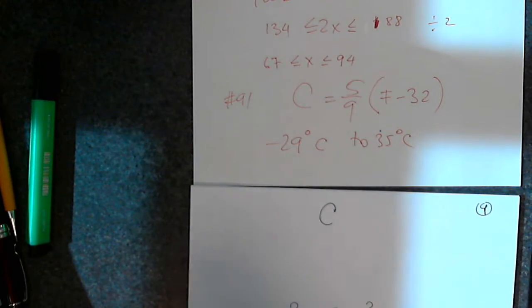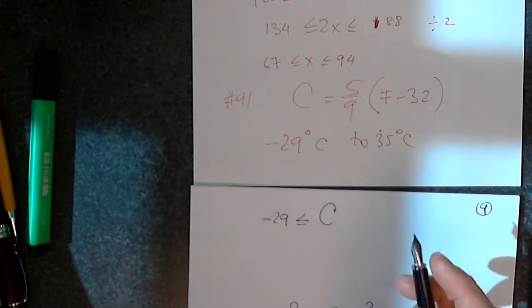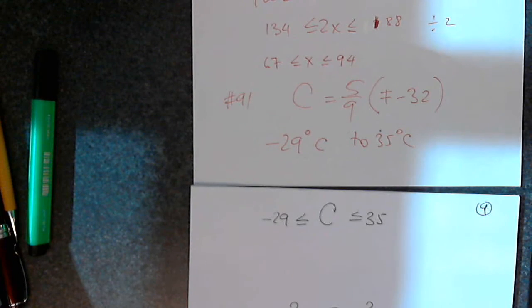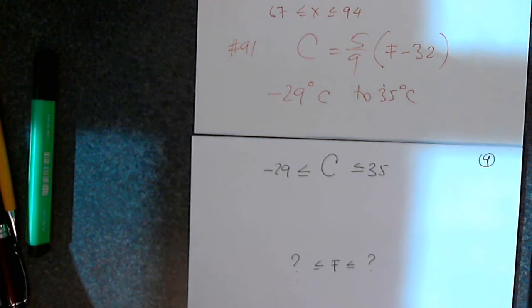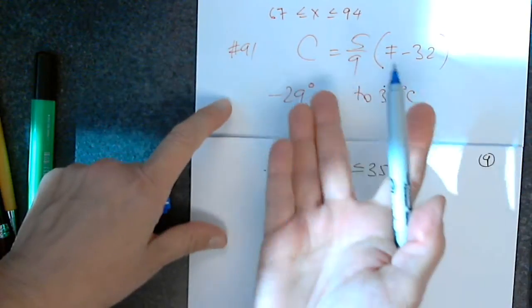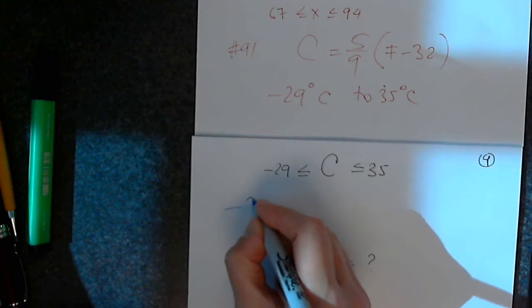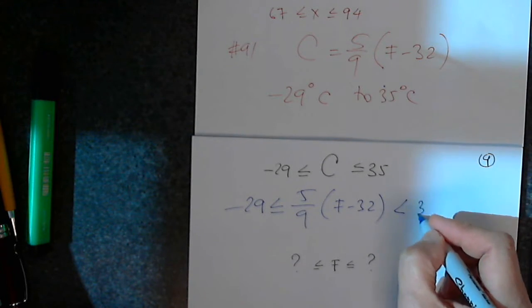The temperature in Celsius is, so -29 less than or equal to, and 35. Very good. What do I do next? So I established that that's the inequality, the compound inequality. What now? What do I have to do next? Exactly. C is this. I have to have F somewhere because I want to get F at the end. Absolutely. Thank you. So -29 less than or equal to 5/9, quantity F minus 32, less than or equal to 35.